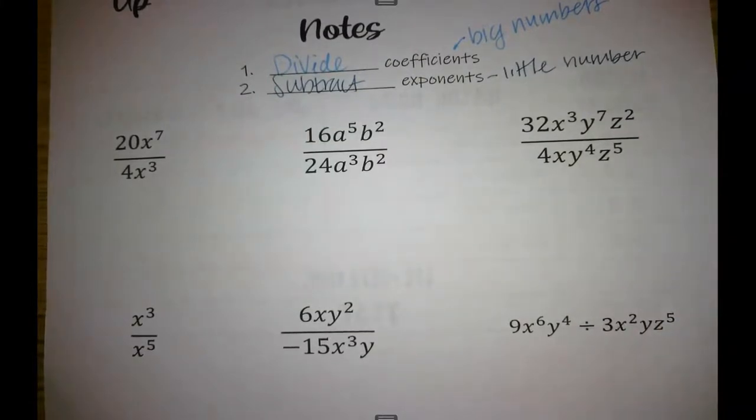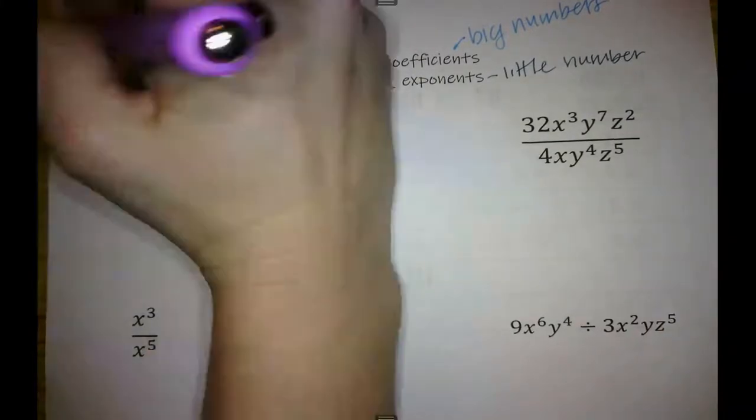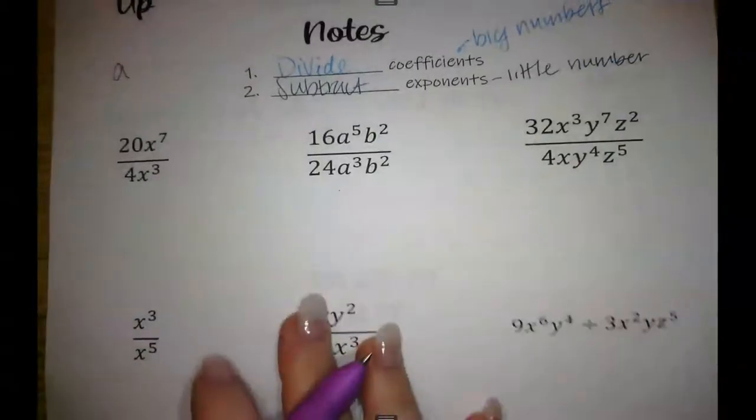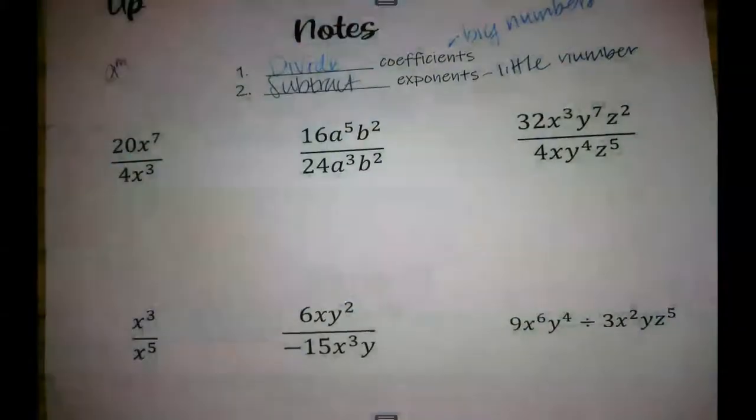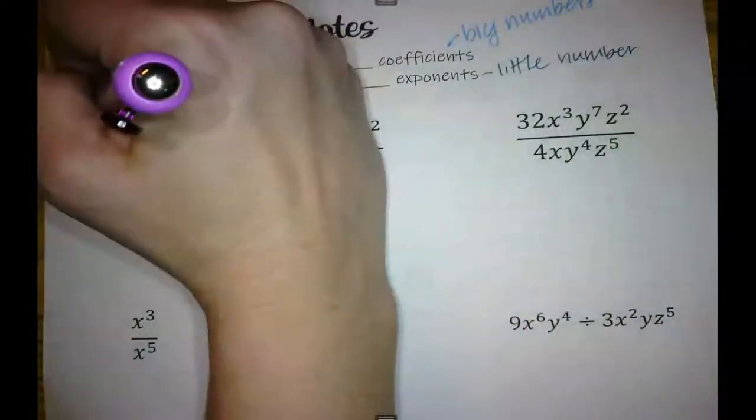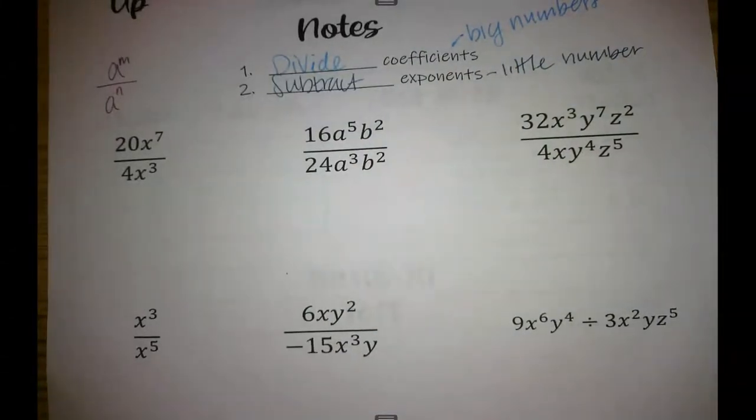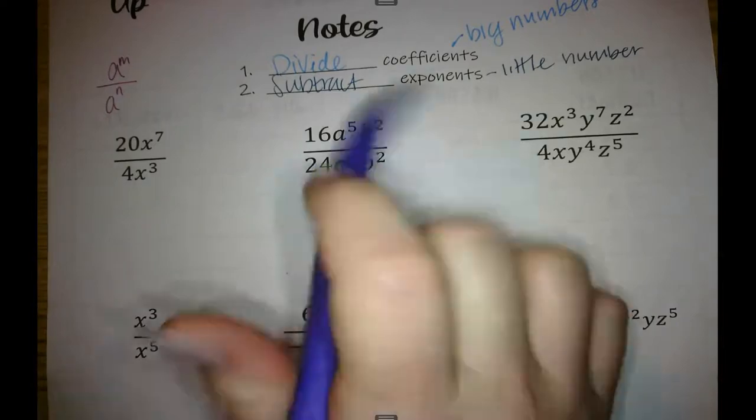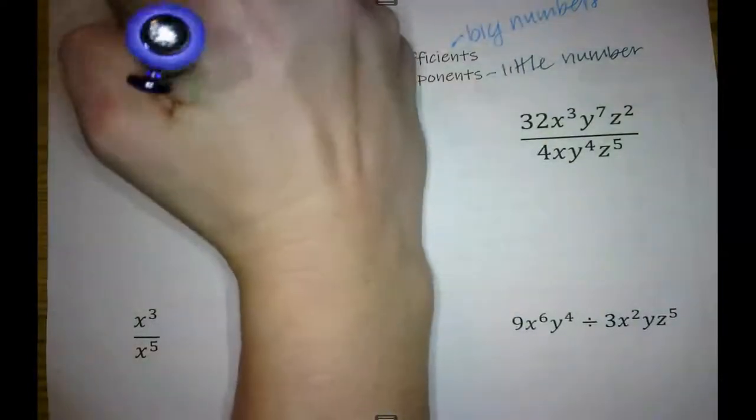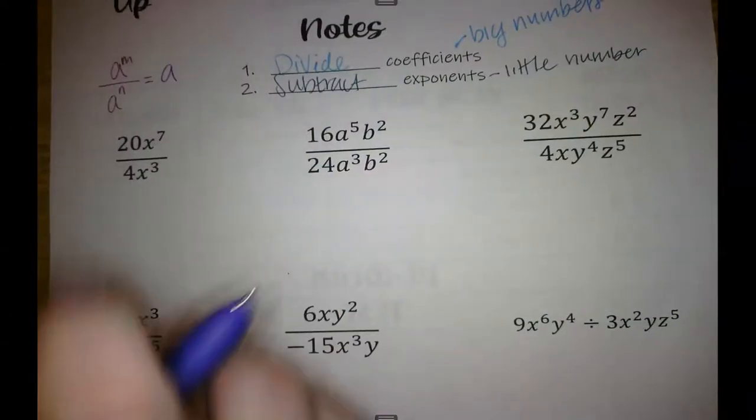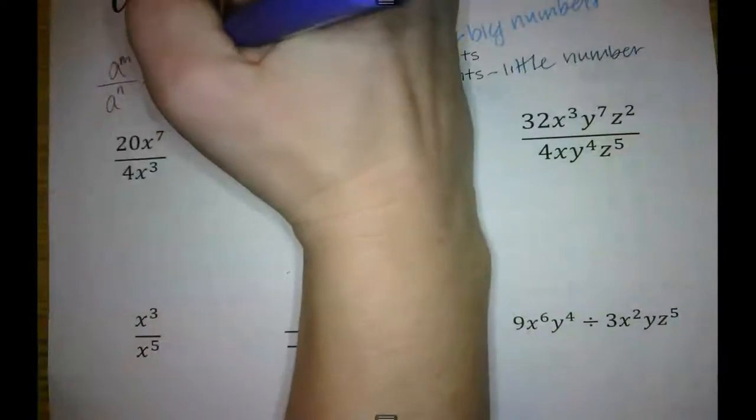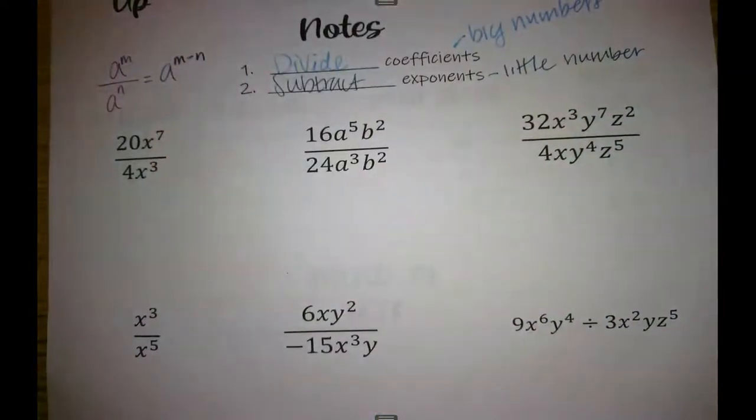So I'm going to go ahead and write this rule. What you're going to see is some variable raised to some power, some exponent, over, or divided by, the same variable with a different number for the exponent. So what this is saying is you keep your same variable and you take the top minus the bottom number for our exponents. So let's look at what that is.